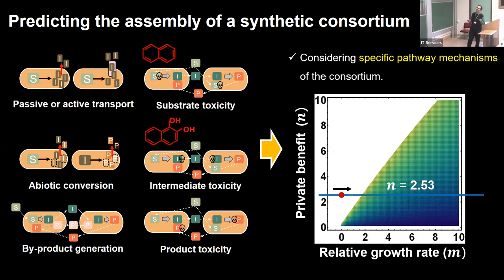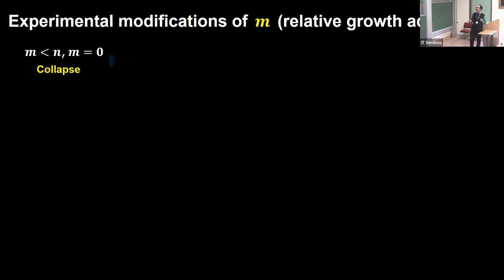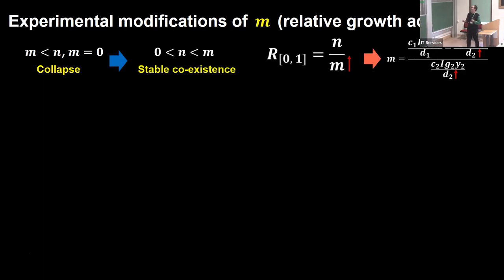So based on our prediction, because the two strains have very similar growth rates, since they are derived from the same ancestral strain, the initial community is actually not stable. So what we need to do is increase the value of M, so we can move our community to a point where it can achieve stability. So the goal now is to increase the value of M.